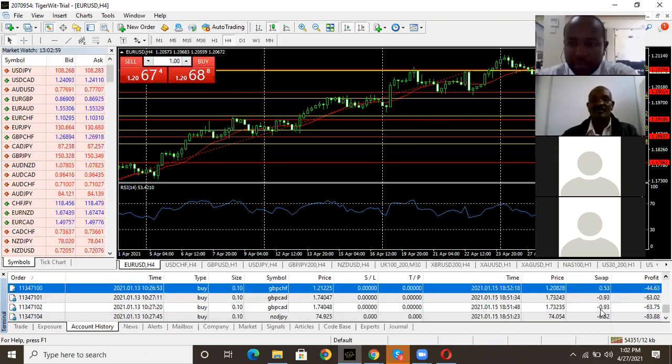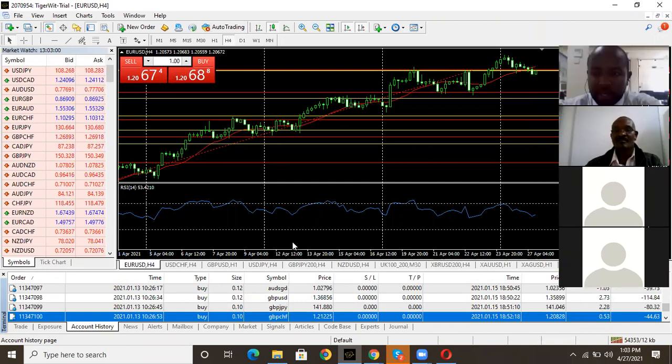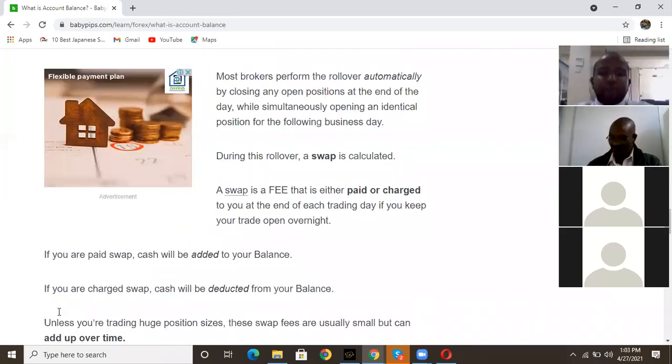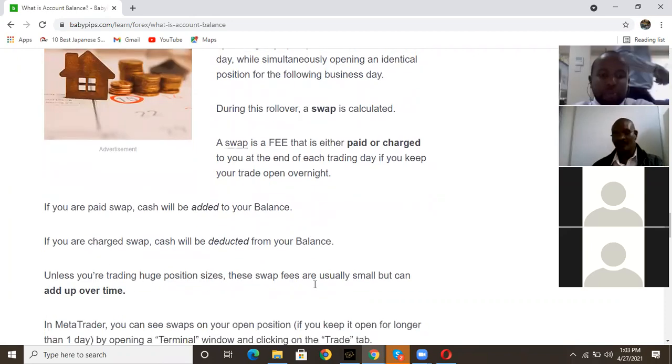The swap here, whatever I'm showing you, is basically the rollover. You can see some are positive and some are negative. I just wanted to explain to you, the swap is the rollover fee. A swap is a fee that is either paid or charged to you at the end of each trading day, if you keep your trade overnight. If you are paid swap, cash will be added to your balance. If you're charged swap, cash will be deducted from your balance. Unless you're trading huge position sizes, these swap fees are usually small but can add up over time.